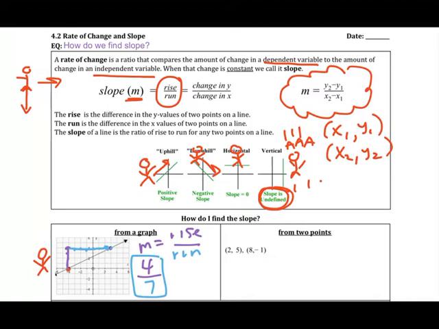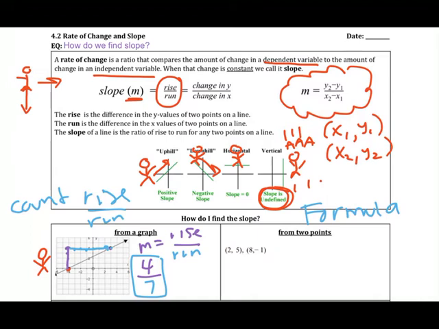So from a graph, you are counting the rise over the run from left to right, from the left point to the right point. If you are given 2 points, you're going to use the slope formula. And just note, you could in fact graph these 2 points, just like it is graphed in the example before. You could graph those 2 points. You could count the rise and count the run.